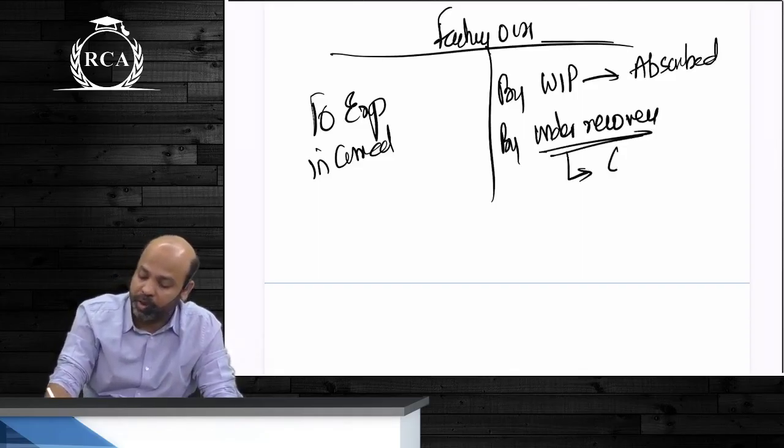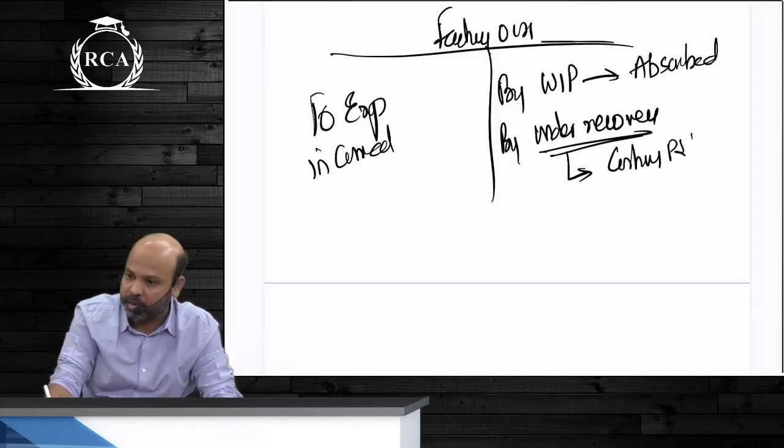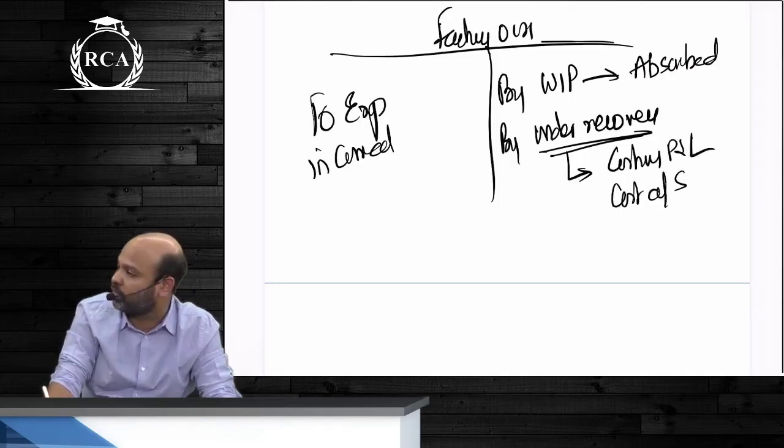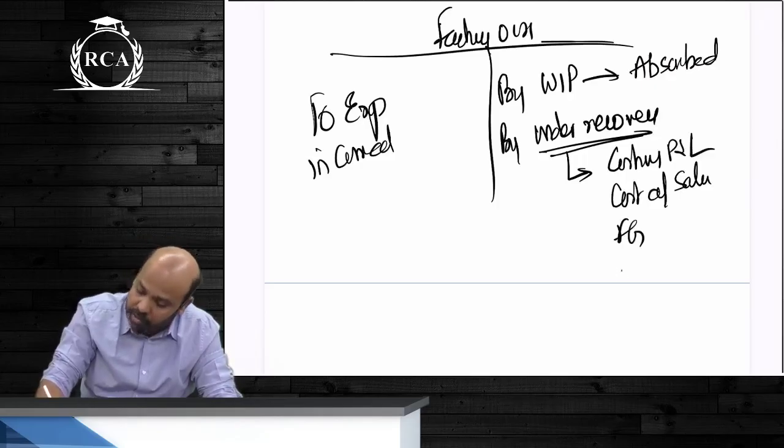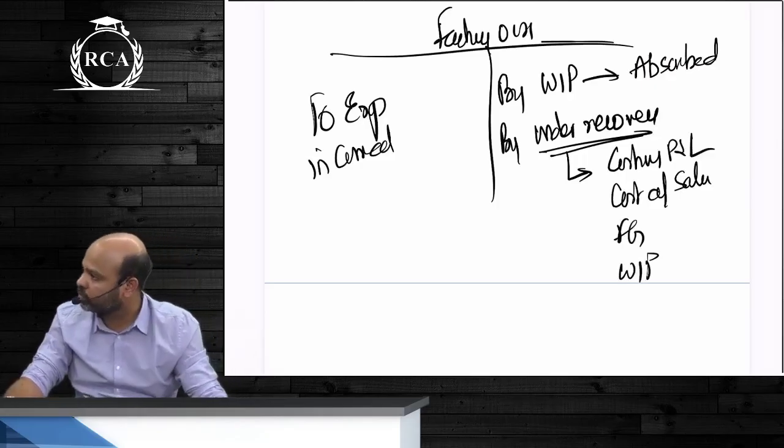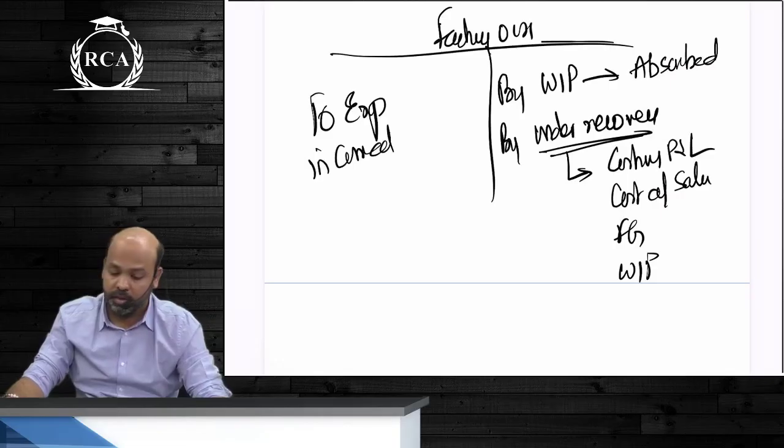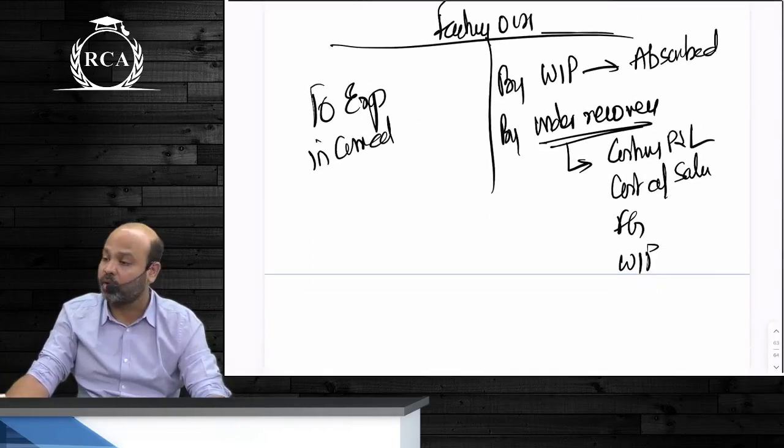A part of it went to costing P&L. A part of it went to cost of sales account. A part of it went to finished goods account. A part of it went to... Are we understanding this? ये अकाउंट अभी बनाओ मत, बस बोल रहा हूँ. समझ में आया नहीं आया?